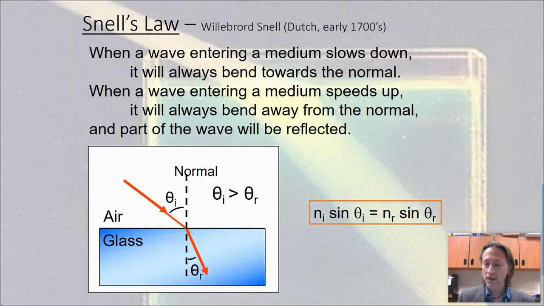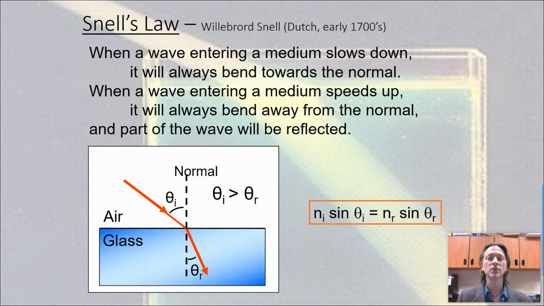So Willebrord Snell was a Dutch astronomer and mathematician. It would have been the 17th century, the late 1500s, early 1600s, when he discovered that whenever light comes in, it gets bent like that because the frequency is staying the same.